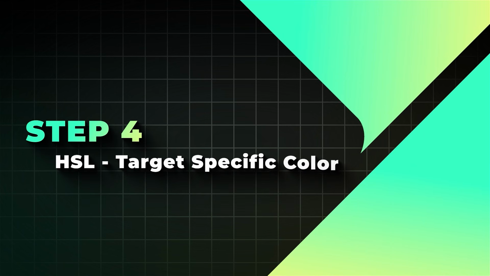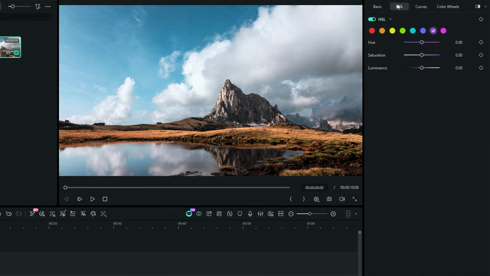Step 4. HSL. Target specific colors. For more control, jump into HSL. This lets you change individual colors without affecting the whole image, perfect for skies, foliage, or clothing. Adjust the specific color according to the footage.